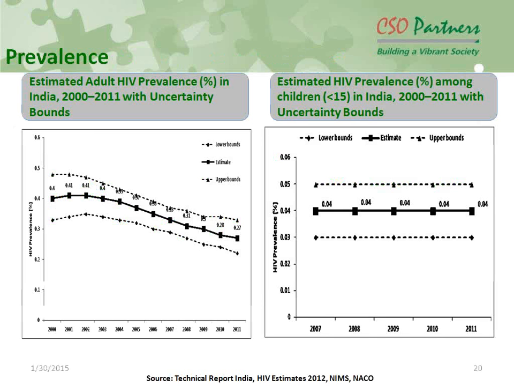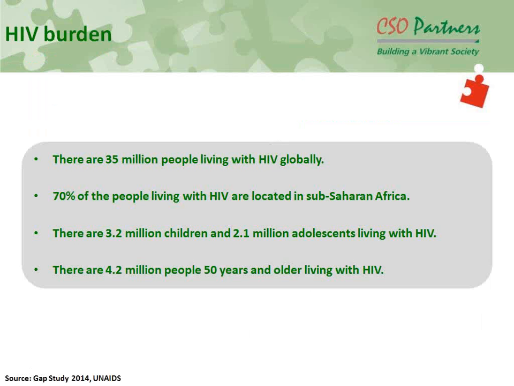Now, if we look at the prevalence, in both the charts, the left is for adult HIV prevalence. If you look at the 2000 data and the 2011 data, definitely it is reducing. In the case of children below 15 years, it is almost stable. It is not reducing. It is not much of a declining trend. So that is a concern.